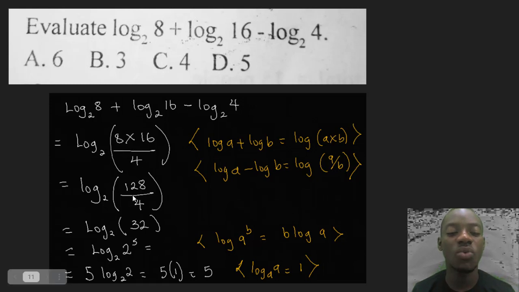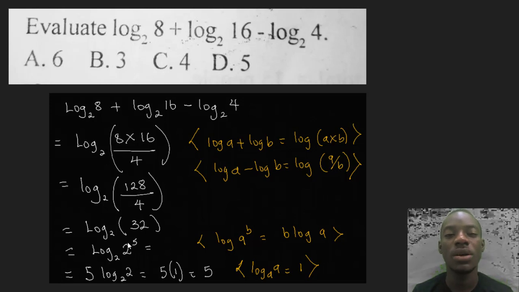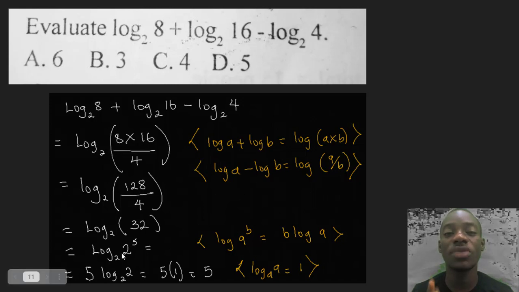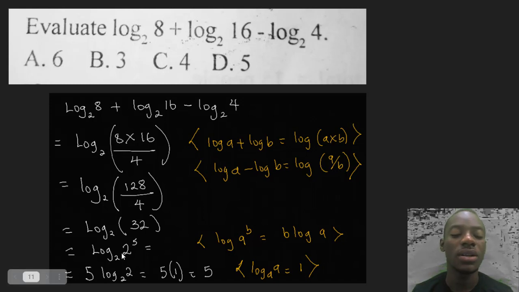So 8 times 16 is 128, divided by 4 is 32. So that's what I have there. Then we make it into power. The power of 32 is 2 to the power 5. How did I get that? Do it like LCM. 32 divided by 2, 16 by 2, 8 by 2, 4 by 2, 2. So it will give you 2 in 5 places. That's 2 times 2 times 2 times 2 times 2. That's what I get for 32 in power form.